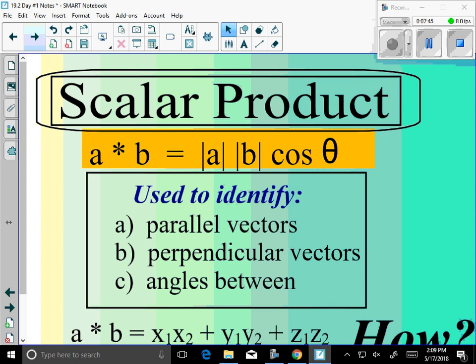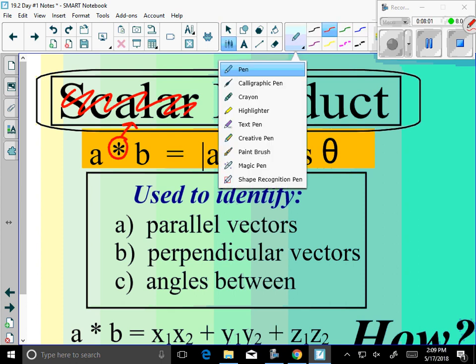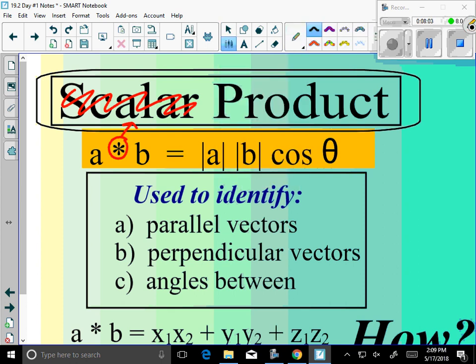Okay? So here we go. Here's this formula. I'm not going over the proof for this formula. It comes directly from the law of cosines. But what does this mean? This right here is the symbol for the scalar product, which I like to call the dot product better. This is the dot product. It's also called the scalar product.